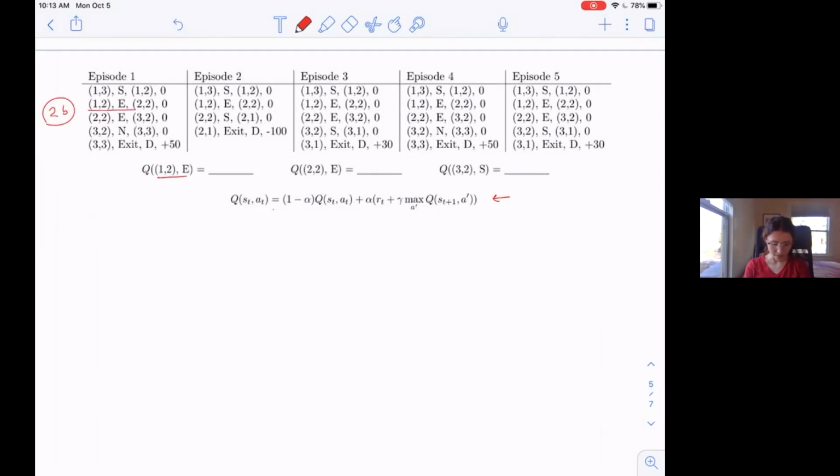Because we're updating this in order to figure out what Q of 1, 2 east is, for example, this is the first time right here in episode 1, iteration 2, when Q12 is ever even attempted to be updated, what we actually have to do is update all of the entries before. So in order to figure out what Q12 east is, I need to first do an update on Q13 south. And I'm going to keep having to do this for all these episodes because we sort of traverse this way through all of the data.